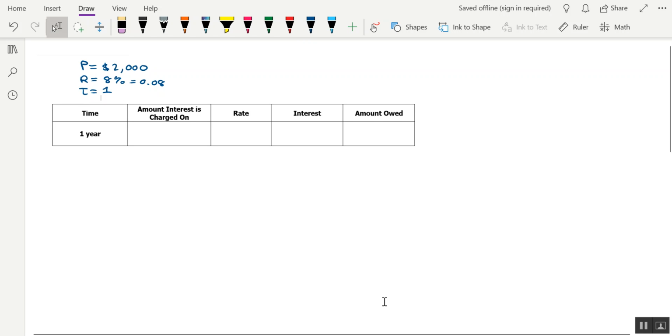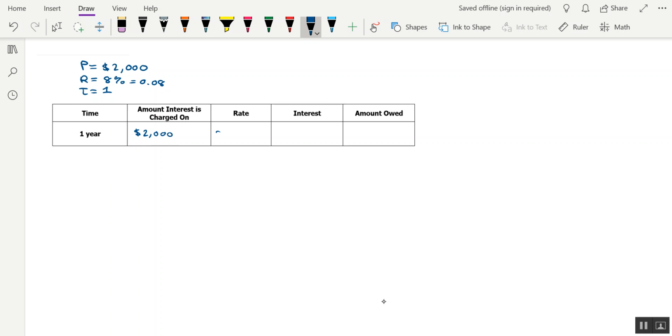So I have a table set up here with some calculations that I'd like to jot down, which will help us to figure out how much I really owe at the end of 1 year. So the first column is for time, and that's going to be 1 complete year. And simple interest is calculated only one time, and it's based on the original principal. So the amount that the interest in this case is going to be charged on is the amount that I borrowed, which is $2,000.